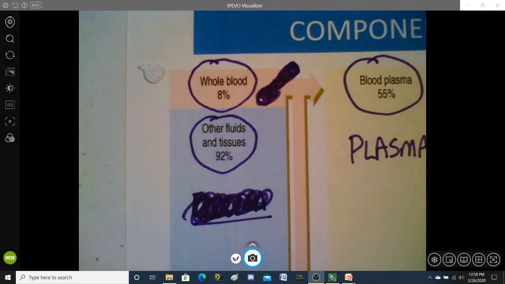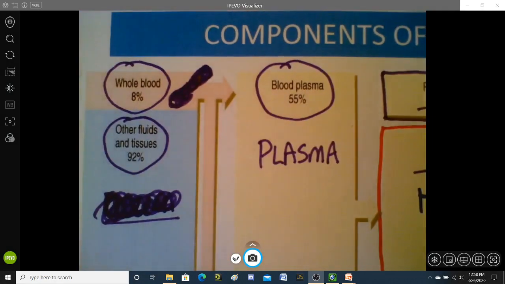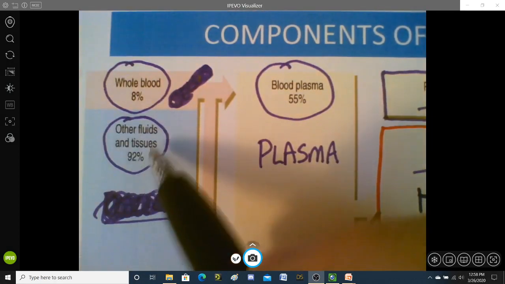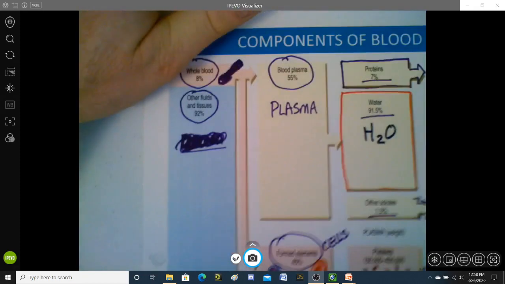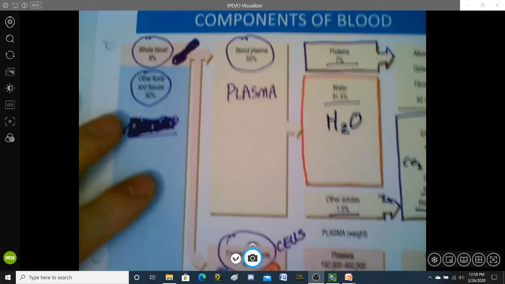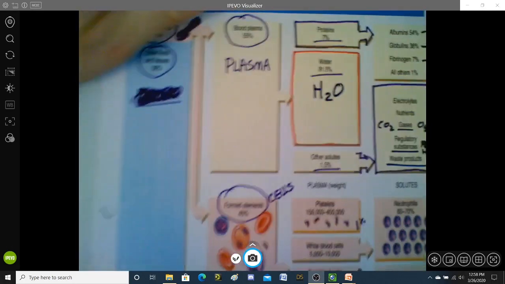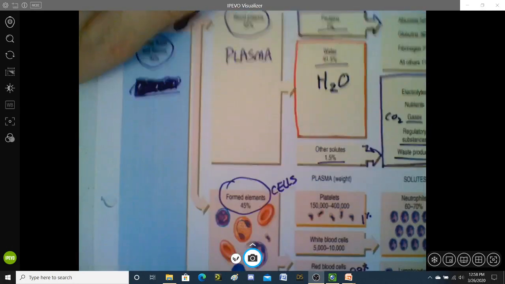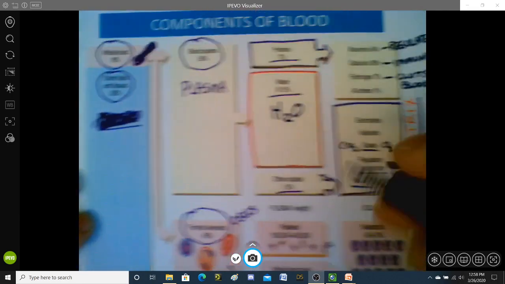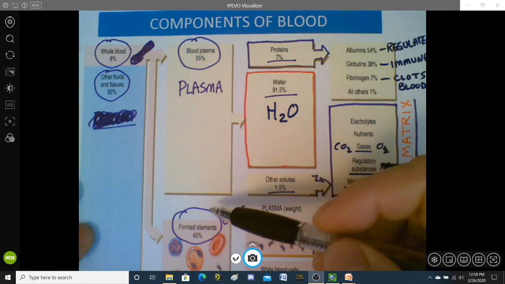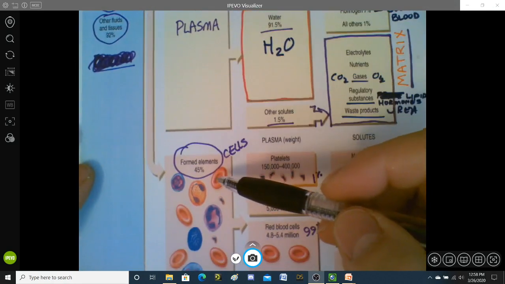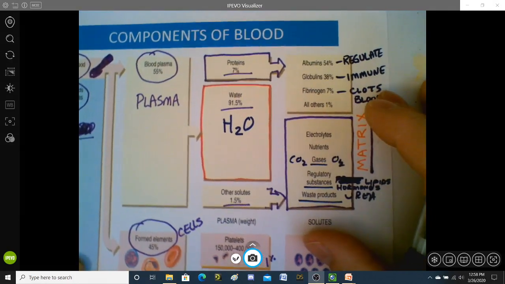Now, what we're going to concentrate on is blood. So forget this other 92%. That's all the other stuff. If we look at whole blood, it is broken into two parts. All right? It's broken into blood plasma, which is the liquid part of your blood, and then it's broken into cells. All right, so let's first just talk about the blood plasma.